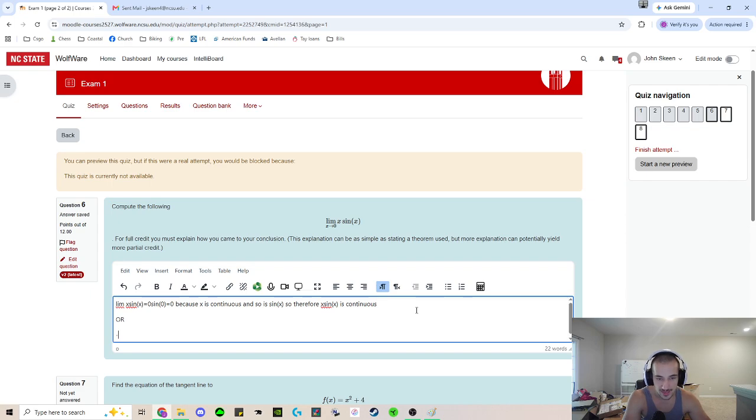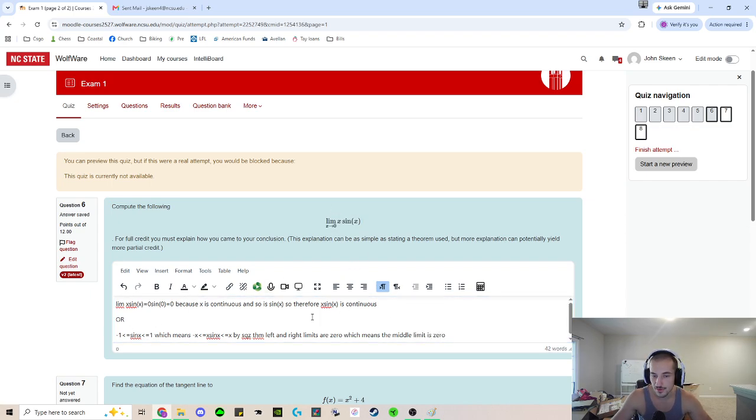We say that -1 is less than or equal to sine x less than or equal to 1, which means negative x is less than or equal to x sine x, which is less than or equal to x, right? And by squeeze theorem, both left and right limits are 0, which means the middle limit is 0, right? So either of these ways, you would get the limit of this guy would be 0, right?